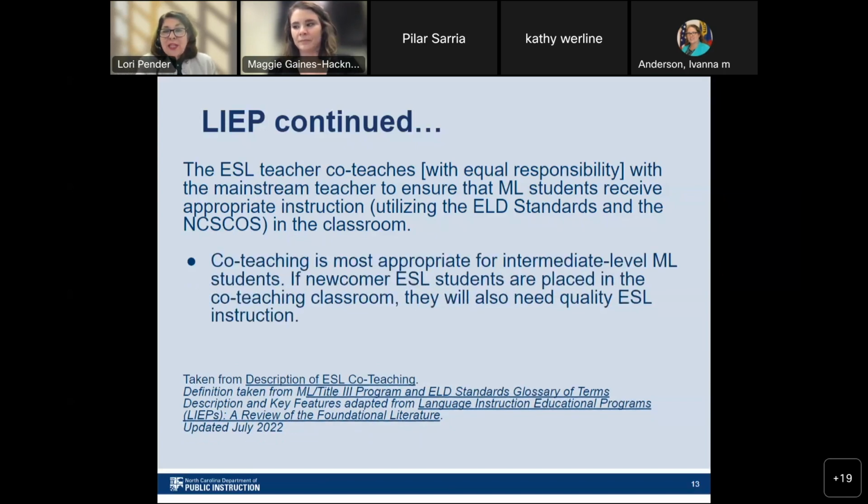And then, of course, co-teaching is most appropriate for intermediate level English learners, multilingual learners. If newcomer multilingual learners are placed in the co-teaching classroom, they will also need that quality ESL instruction, that intensive English instruction.